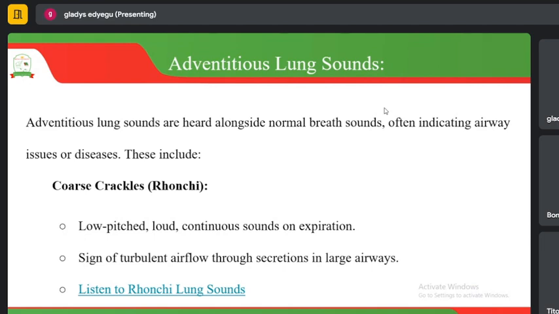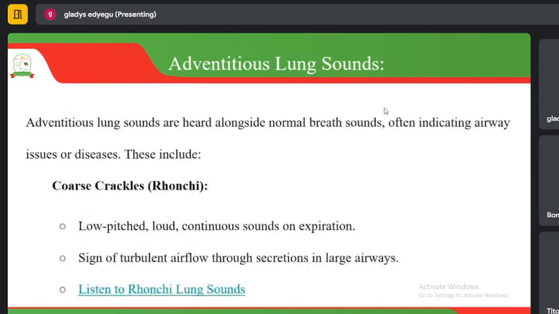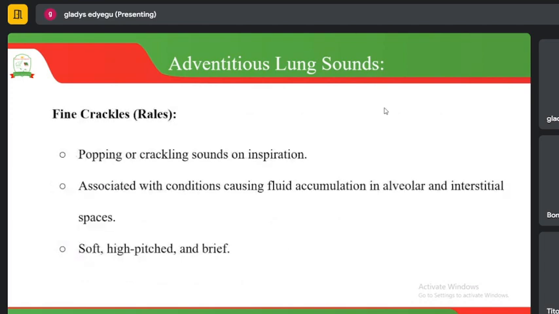That is an example I can give. So when you listen to your patient and it is like someone has stepped on the dry grass, then you just know those are the coarse crackles and it is not a normal sound. Then the fine crackles, these ones are popping or crackling sounds on inspiration. And remember, for the coarse crackles, that is during expiration. But for the fine crackles, it's during inspiration. So that is the difference.